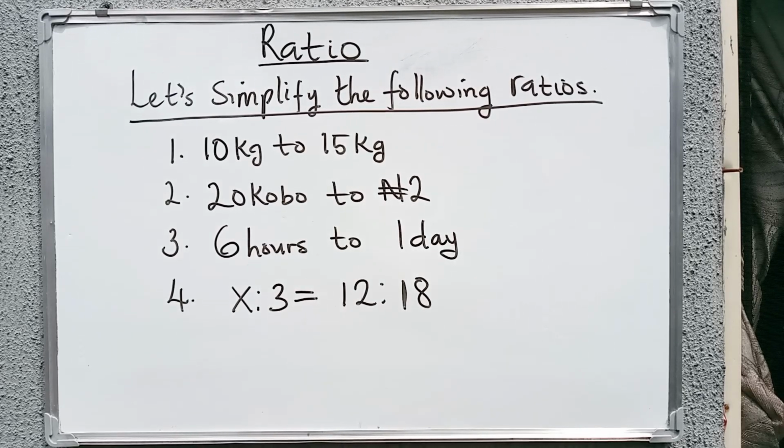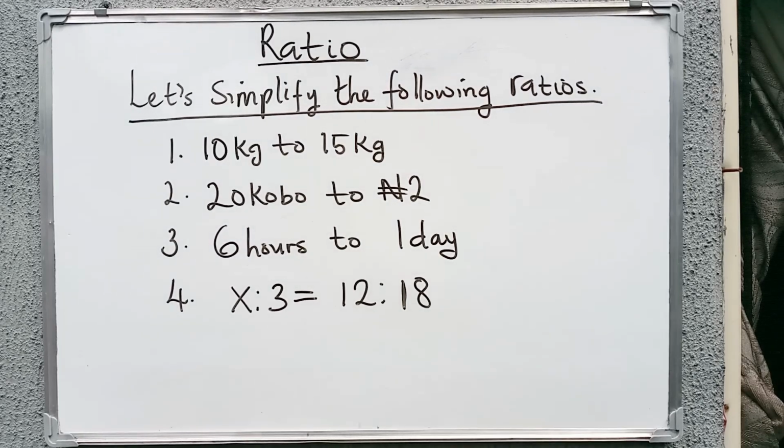A ratio compares two quantities, showing how many times one value contains or is contained within the other. It can be written in three ways: the colon, the word "to", and as a fraction. A ratio has antecedents and consequents. The first term in a ratio is the antecedent, while the second term is the consequent. When simplifying a ratio, we divide both the antecedent and the consequent by their greatest common divisor.